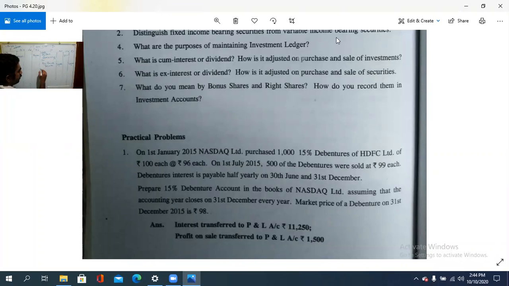After that, this is 31-12-15. What is the entry? Next interest. So it is by bank. How much? 50,000 into 15% into 6 by 12. Why 50,000? Because 500 is already gone, so 500 out of the 1,000 is sold. So 50,000 into 15% into 6 divided by 12 is 3,750.